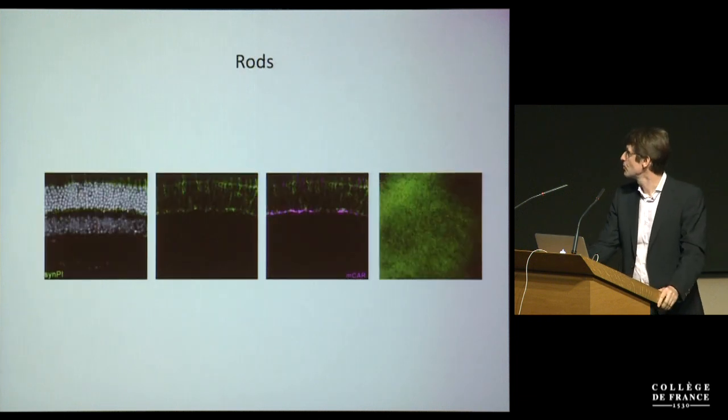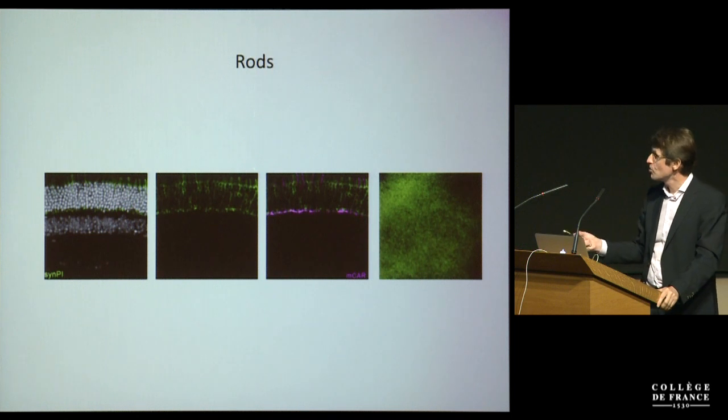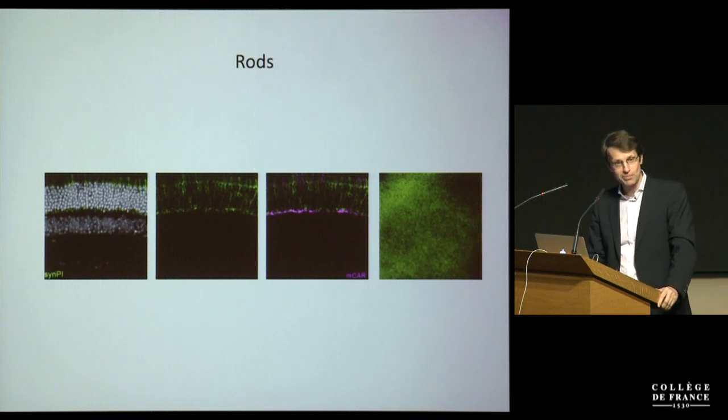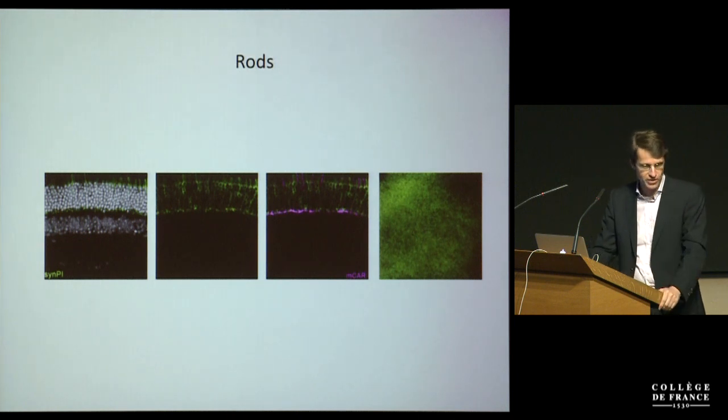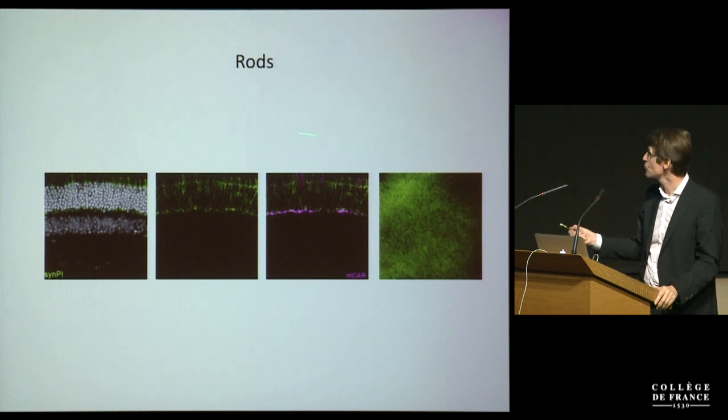Here is another promoter which is targeting rods. And now we have some promoters that are targeting all the rods, almost all the rods, 90% of the rods, but none of the cones, although it's a very close cell type. And we can show this complete specificity.